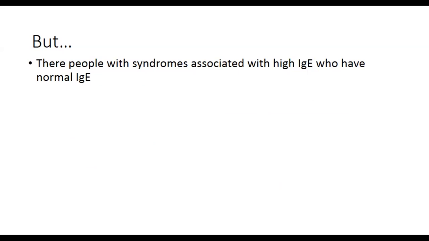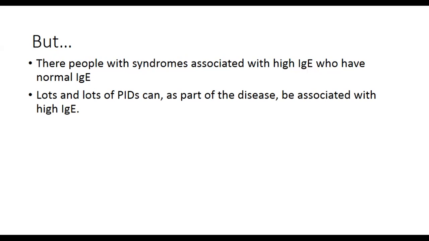Many people who have syndromes that are associated with high IgE can have normal IgE, right? So again, hyper IgE syndrome doesn't mean anything if you don't even have high IgE but you've got the same problem. That's why I wouldn't classify it that way. And I would say almost every primary immune deficiency has people who have high IgE, just about every single one of them. They might be leaky or this or that. Almost every genetic defect can be associated with high IgE, depending on the situation.